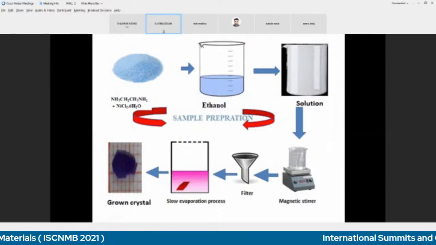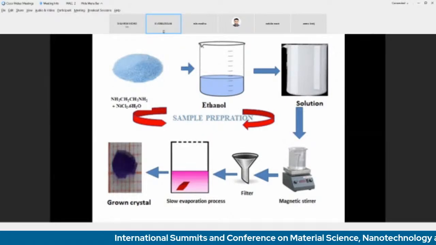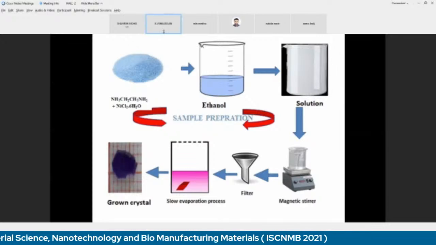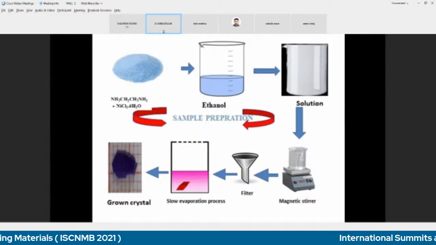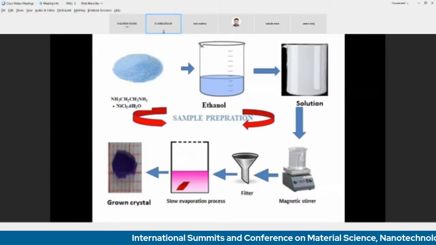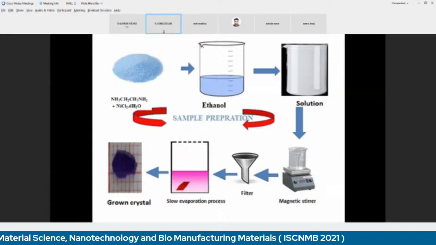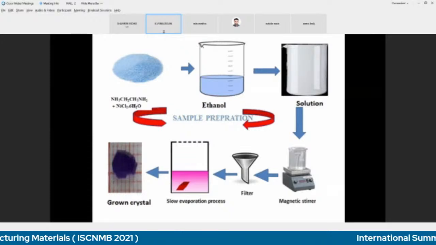This is the systematic diagram of my project work. At first, we prepare the mixture, and this mixture is dissolved in the solvent ethanol. Finally, the solution is continuously stirred using a magnetic stirrer, and after that we filter it with quality Whatman filter paper and allow the slow evaporation process. After a few days, we get a lot of seeds. After that, we collect the seeds, dissolve them again in the solution, and allow the slow evaporation process again. Finally, we get the bulk grown crystal.